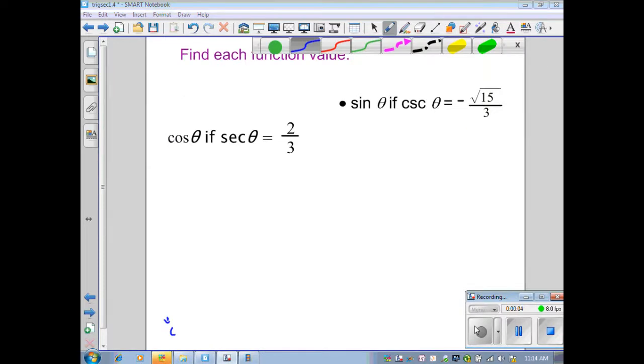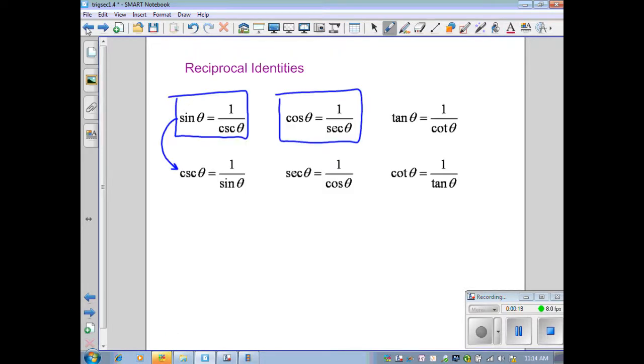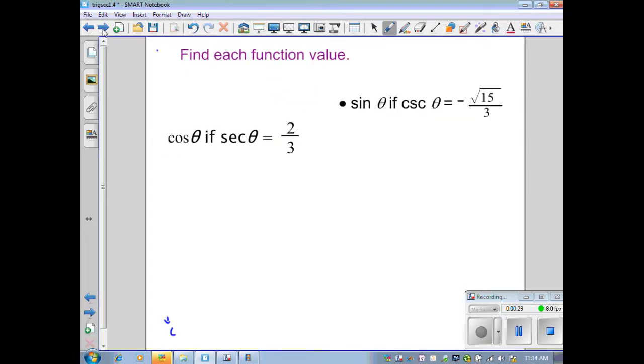In our first example, they want us to find each function value given the following. Our first one: if we are given secant theta is equal to 2/3, they want us to find cosine theta. Let's take a look back at our previous diagram. We have cosine theta equal to 1 over secant theta. We know what secant theta is, and we're finding cosine theta, so that's the one we want to use. Let's go back to the example, and we're going to follow that procedure and use that equation.